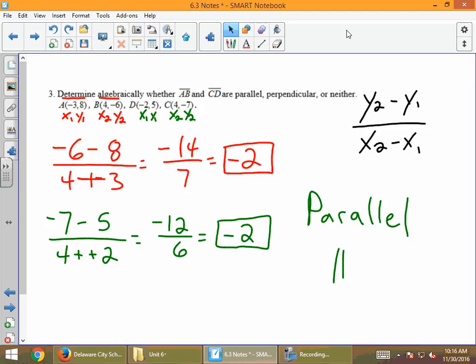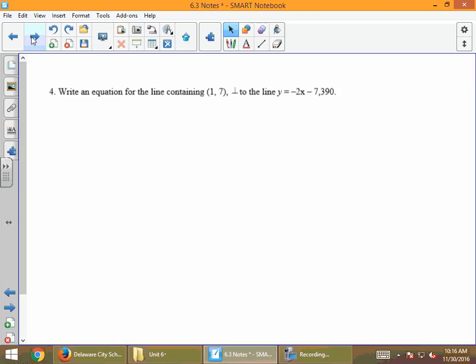Questions with that one? Let's dive in a little deeper. Now we're going to apply what we know today to what we've been doing yesterday. So flip it over. We need to write an equation now. Not only are we finding slope like we've done in the past, but now we're going to write an equation. Look at this equation. We want to write an equation for a line containing the point (1, 7).